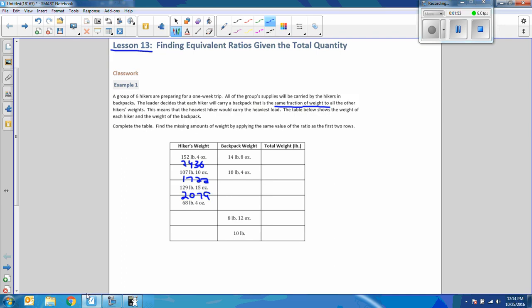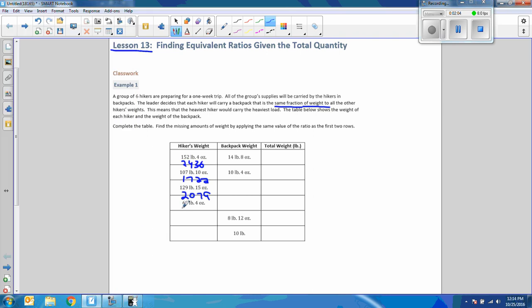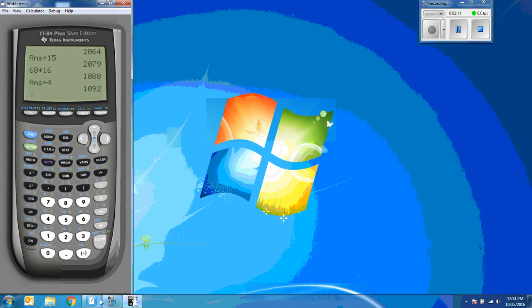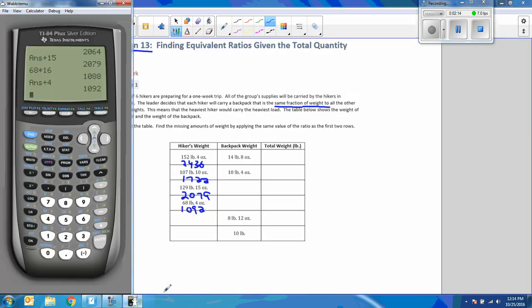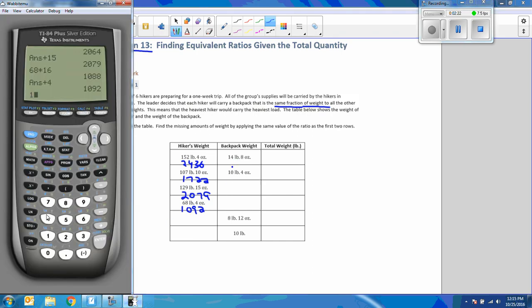Okay, and then finally 68 pounds, 4 ounces is 68 times 16 plus 4. That's 1,092 ounces. Okay, so there's our lightweight, so he's carrying the least amount of supplies. Okay. 14 pounds times 16 ounces is 224 plus 8 is 232.